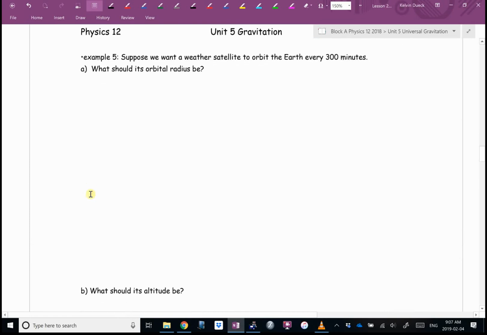Example 5. I like example 5. Suppose we want a weather satellite to orbit, you know what? Everybody underline the word orbit. The Earth every 300 minutes. Maddie, what does A want me to find? Did you say orbit? Gravity is what's pulling me in a circle.